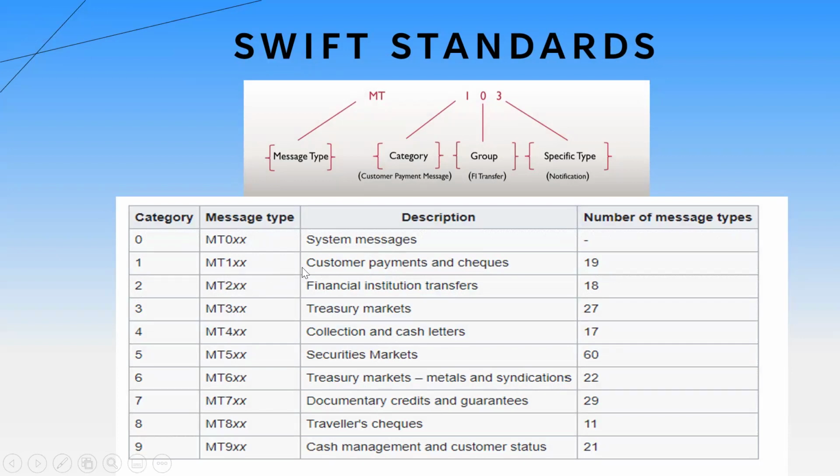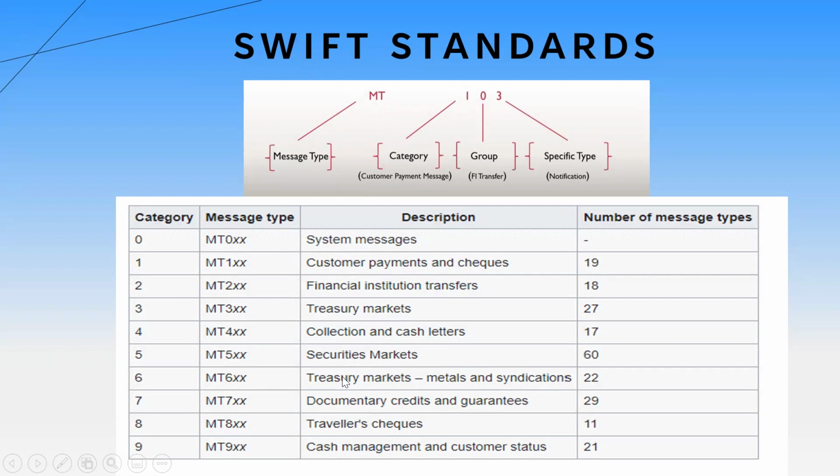The MT1 series means customer to customer payments. The MT2 series means messages where the ordering customer and the receiving customer are both financial institutions, not an individual or corporate customer. Category 3 belongs to the treasury market. Category 4 belongs to collection and cash letters. These are the corporate modules. And the MT5 series is related to the securities markets.